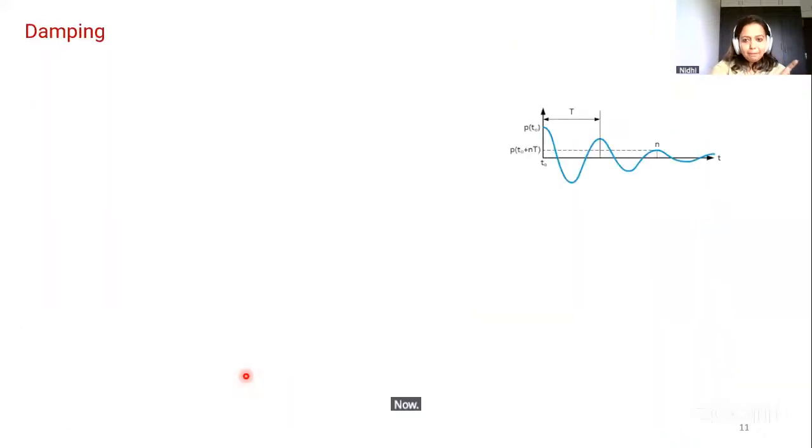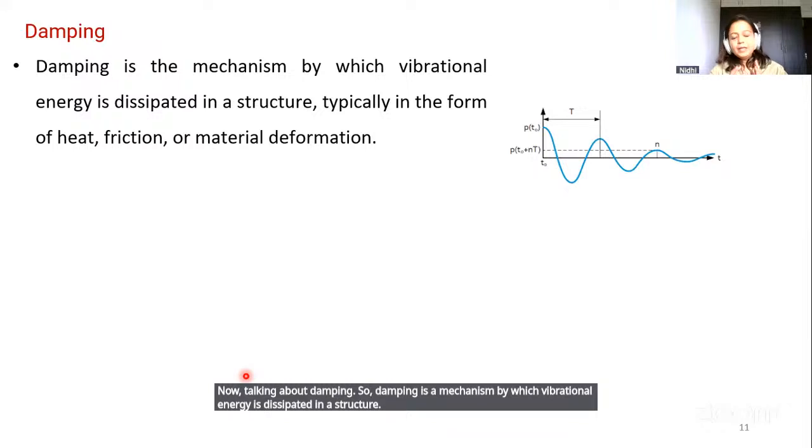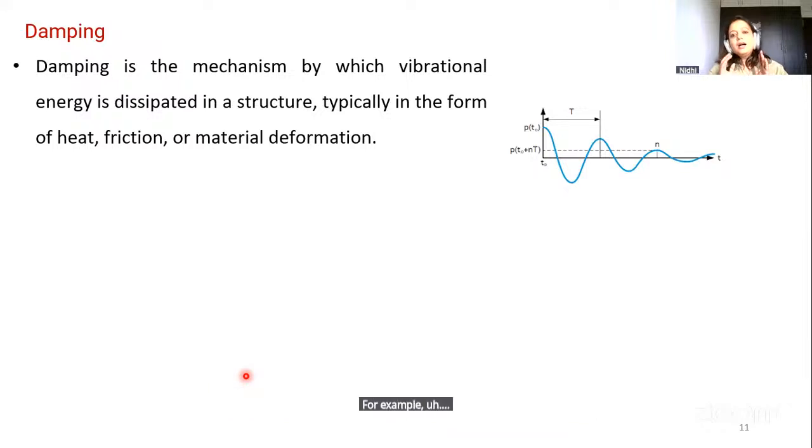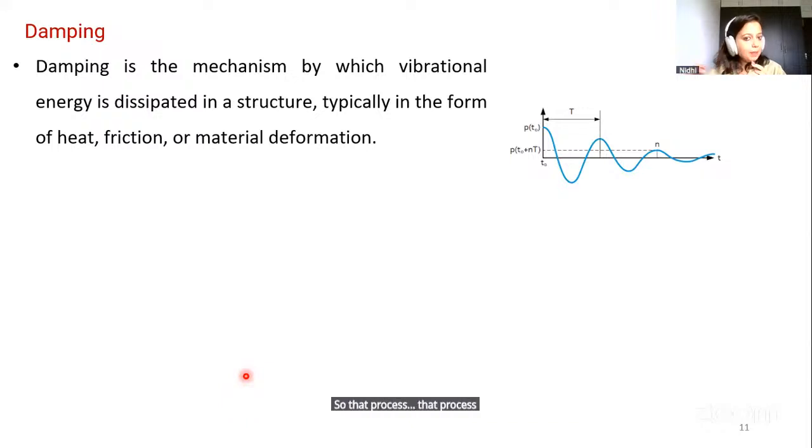Now talking about damping. Damping is a mechanism by which vibrational energy is dissipated in a structure. For example, suppose an earthquake is hitting a structure, it will absorb that energy. That vibrational energy is absorbed by the structure, and that has to be dissipated slowly. That process of dissipating is known as damping. Here we can see initially it is very high, then you can see the vibration is reducing. That is the effect of damping.